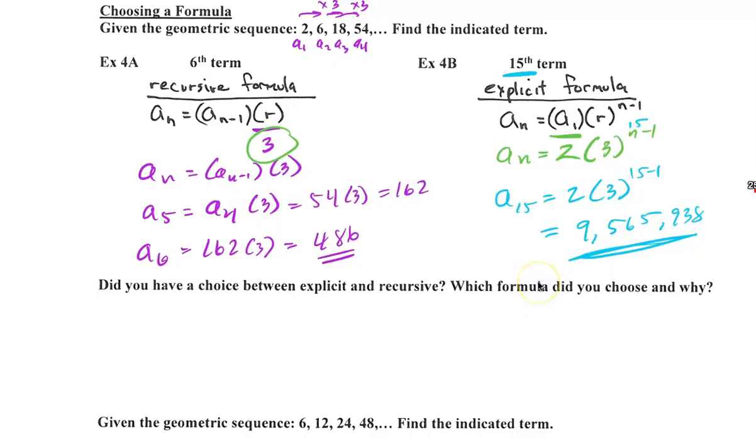Did you have a choice between explicit and recursive? Which one did you choose and why? Yeah, we did have a choice. The recursive is easier for the next few terms. All you have to do is take your last term and multiply it by the common ratio over and over again to get the next few terms. But to get a longer term, like a term much further in the future, explicit's better.